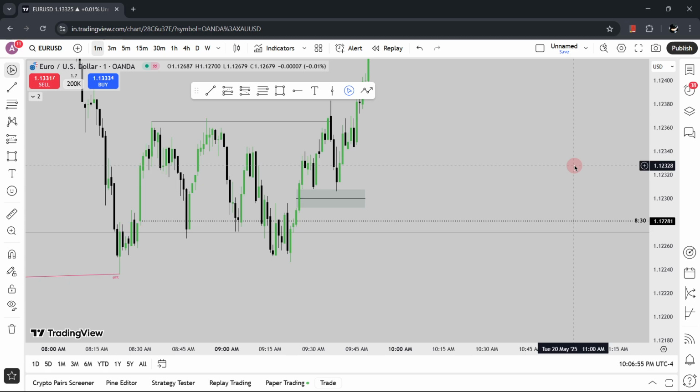So with respect to that, I want to show you GU's chart and mark up this low and these lows.